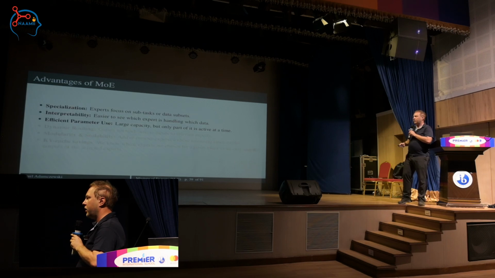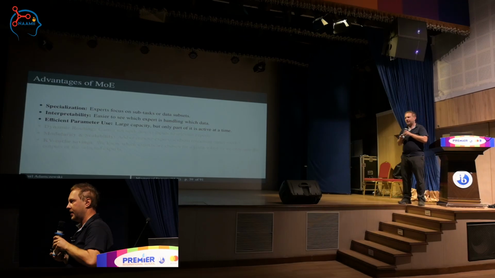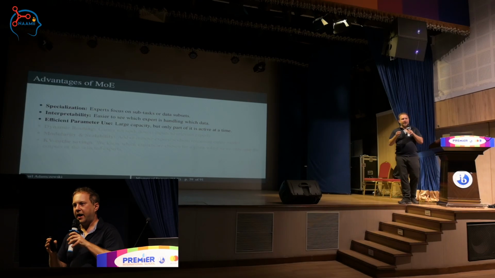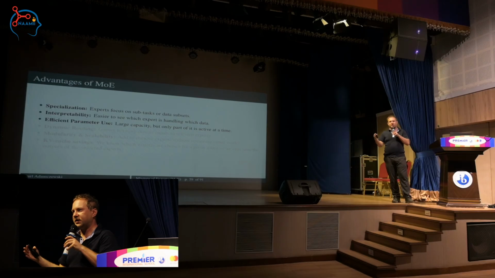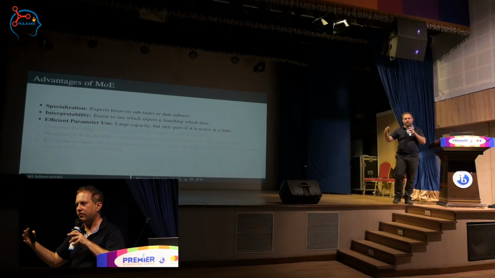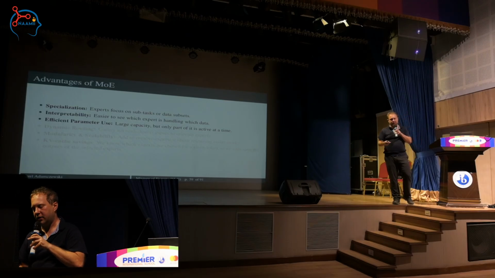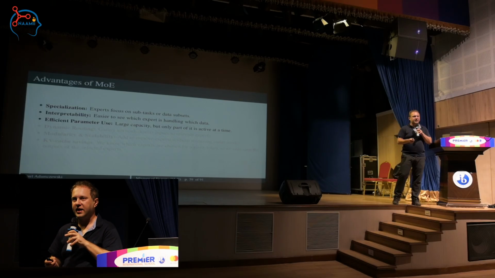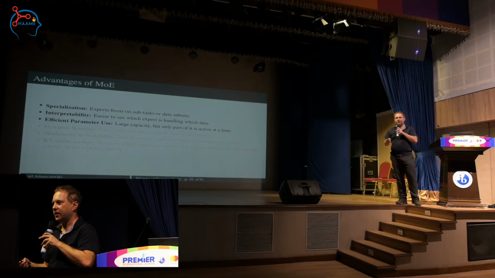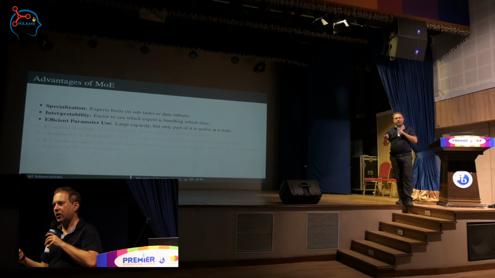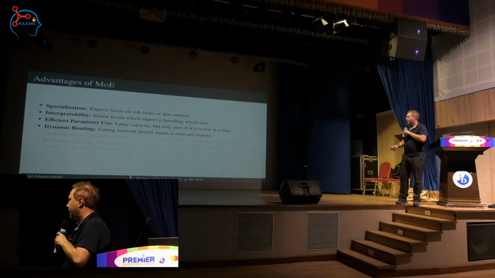Then we have efficient parameter use, and this is probably the main advantage of the MOE, because at our disposal we have a huge model, which gives us a very large capacity for learning. However, at inference time, we only use part of it. So we use the parameters efficiently. We can scale a model to a very large size, but computationally, we only use part of it. We have this dynamic routing, which basically allows us this efficient usage.